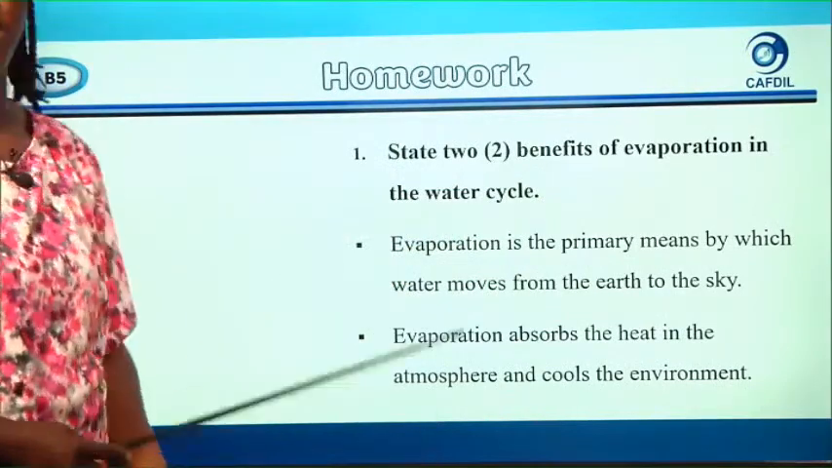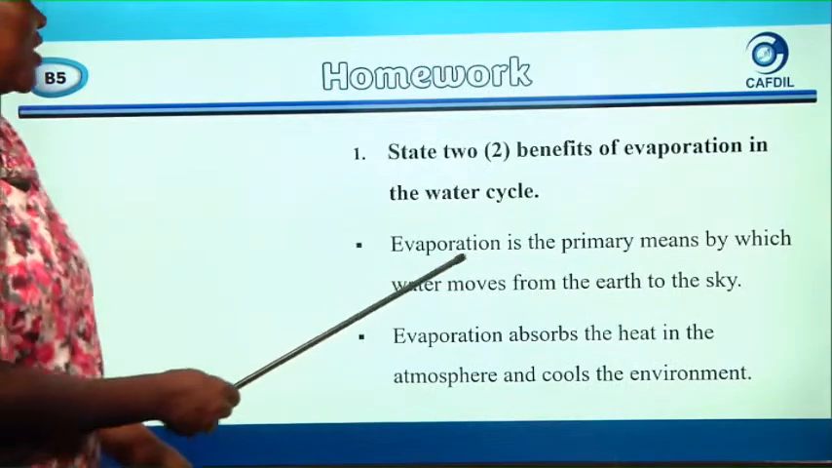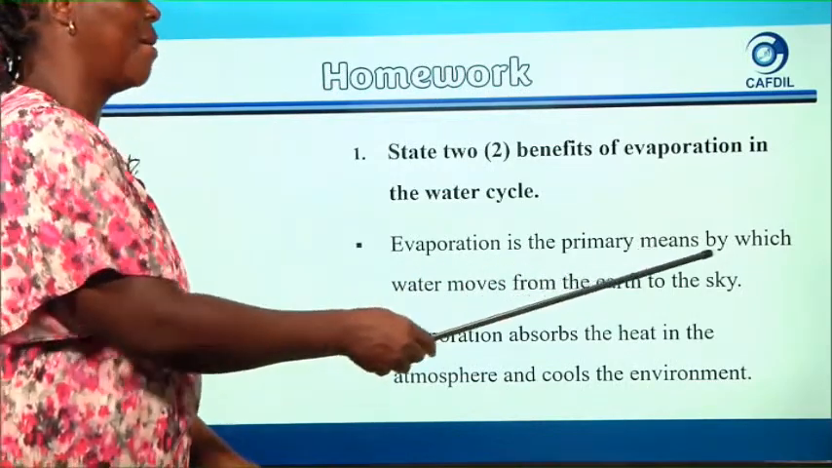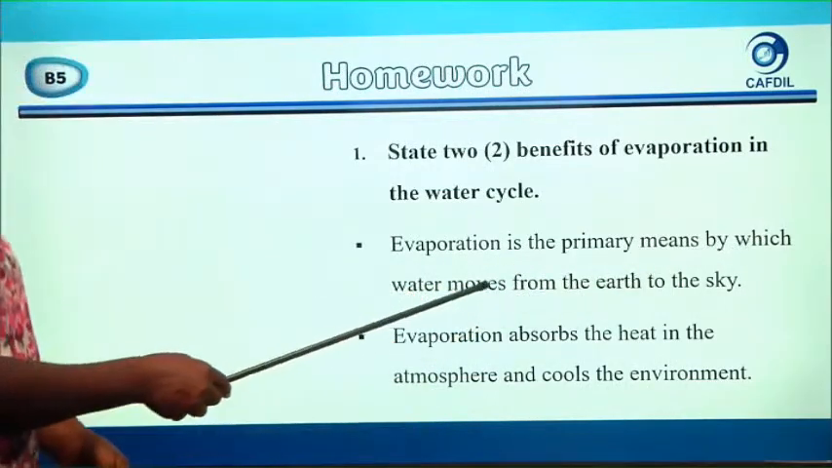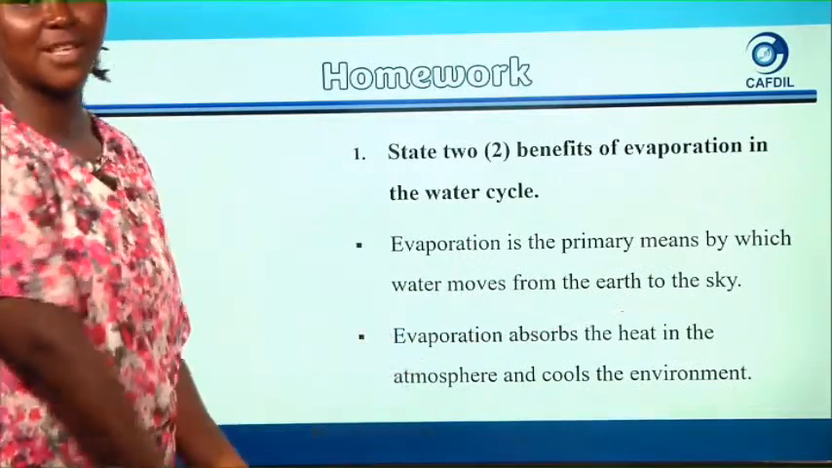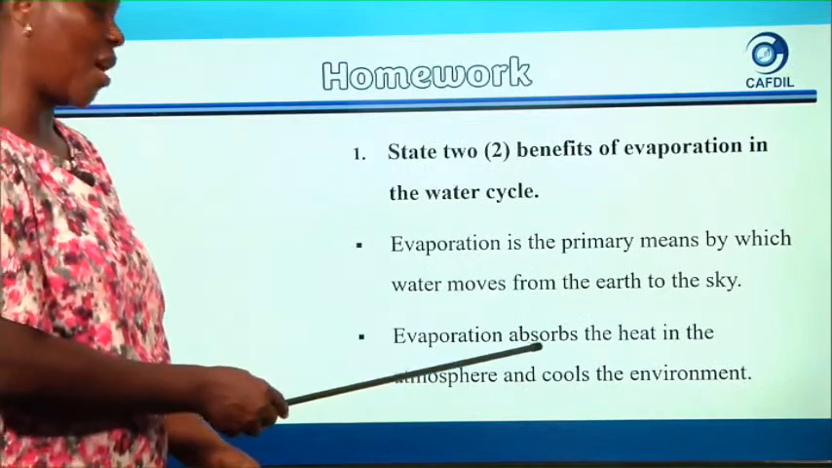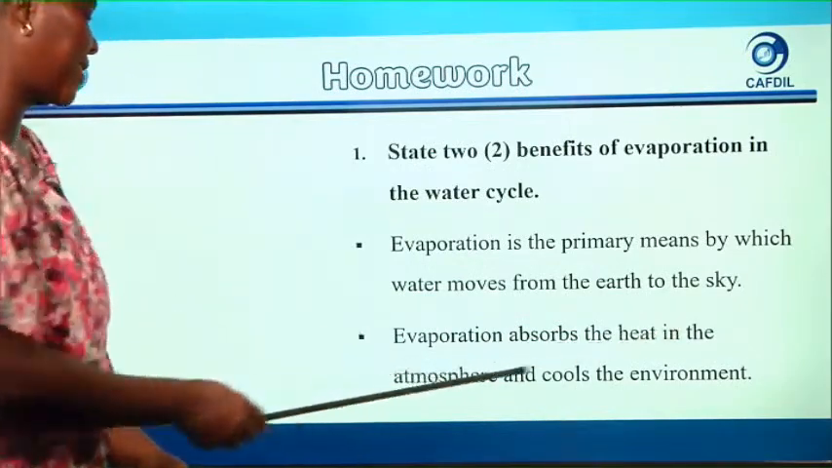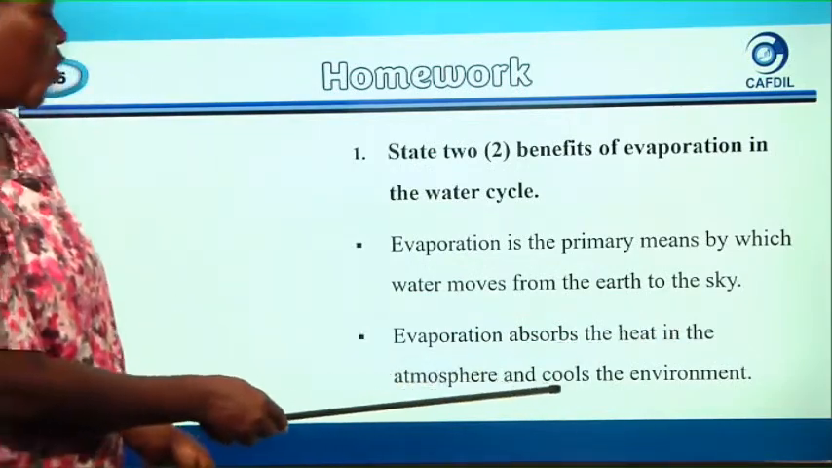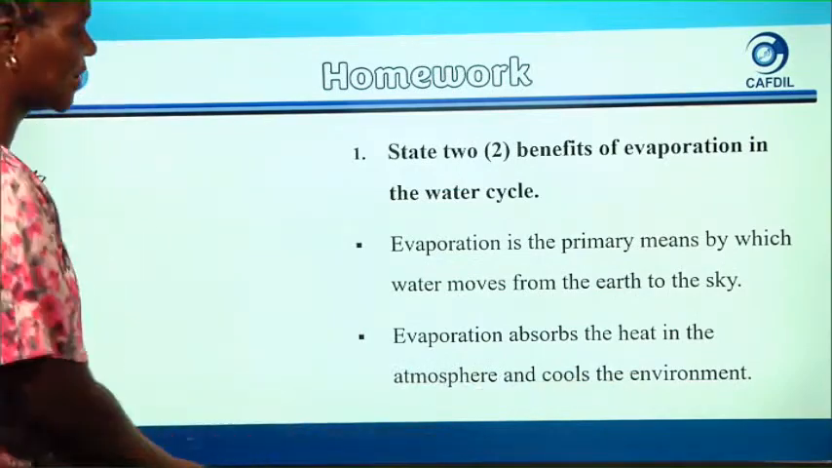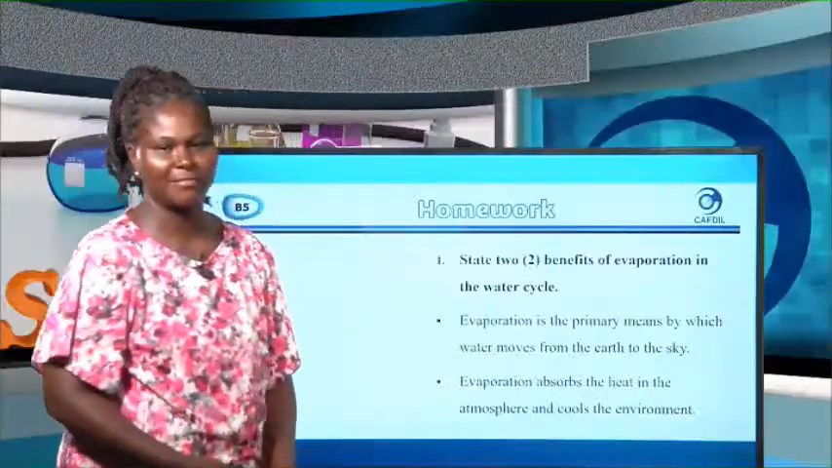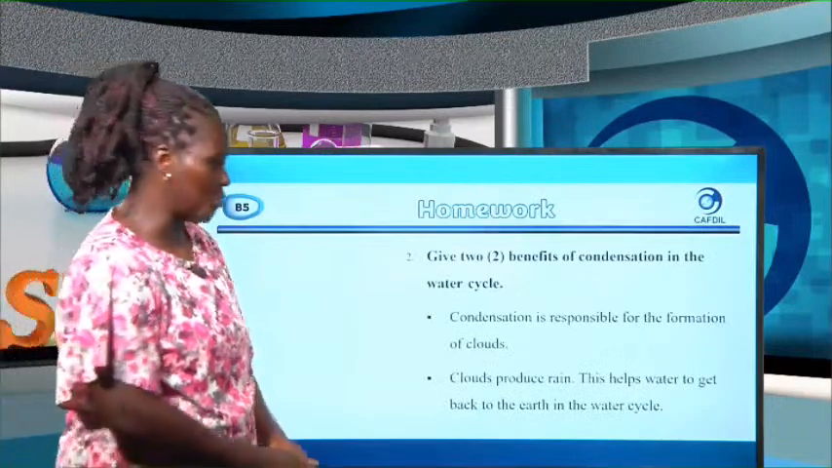And these are our answers. 1. Evaporation is the primary means by which water moves from the earth to the sky. 2. Evaporation absorbs the heat in the atmosphere and cools the environment. Now let's look at number 2.